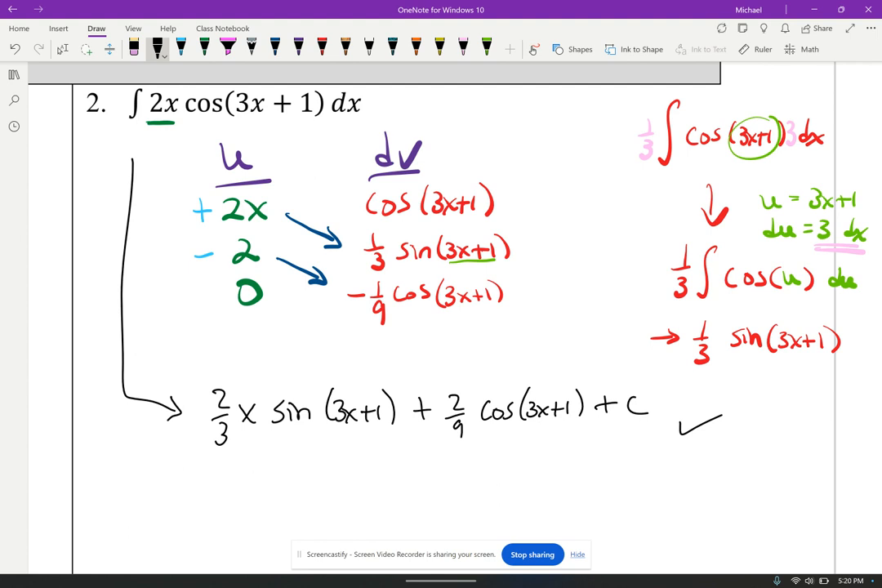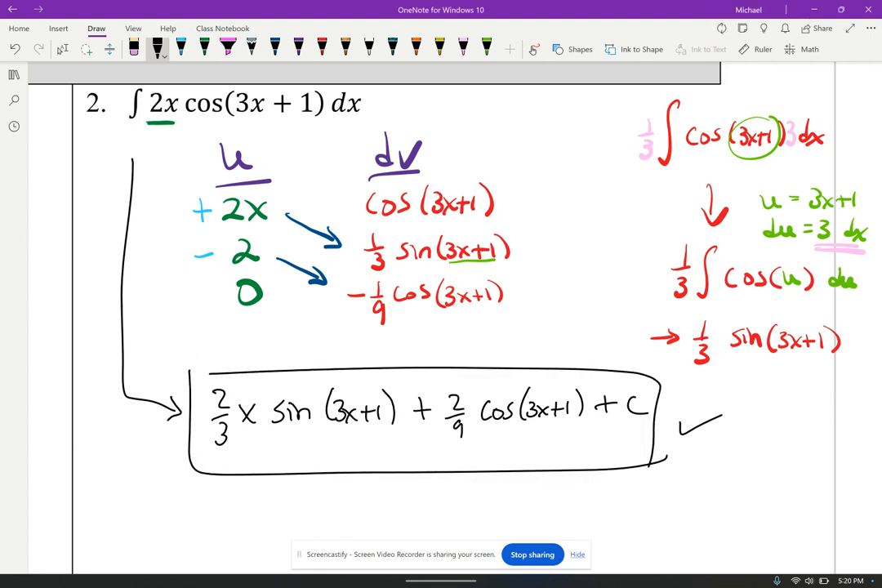So if I had to do another antiderivative, which I don't because I have my answer here, but if I had to do another antiderivative, then that would be negative 1/27th, the antiderivative of negative cosine is sine, negative sign. So that'd be negative sine of 3x plus 1.